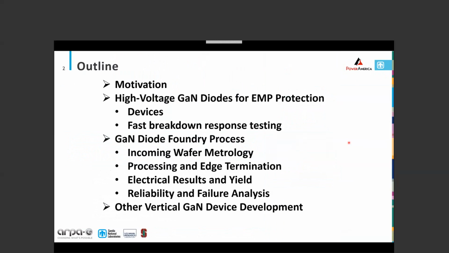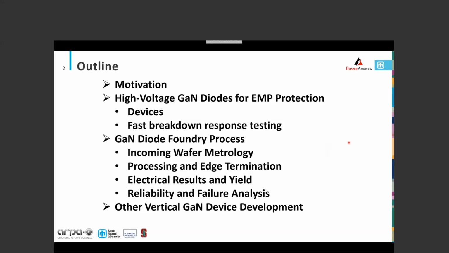This is just an outline of what I'll talk about. First section, we'll discuss the motivation and some general background on the vertical GaN. The project is divided into two parts. One of those parts has to do with producing these very high voltage GaN diodes focused on protection of the electric grid against electromagnetic pulses. I'll talk about some of the device work there, and these devices need to have very fast breakdown response time, so I'll talk about some of the testing we're doing related to that.